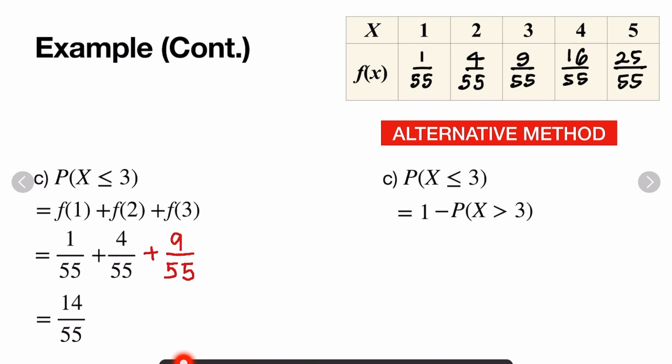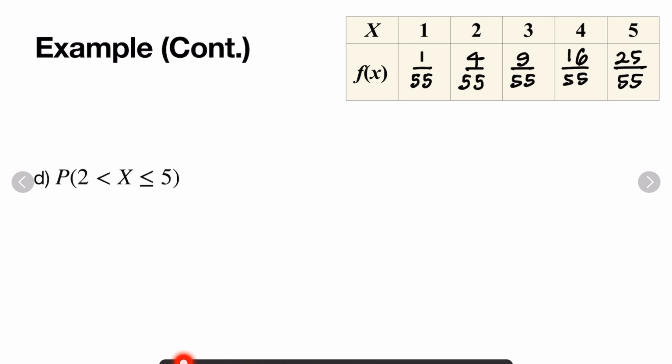Okay. Yang ni dah cari dah tadi. Soalan daripada soalan B. What is soalan B just now? 41, is it? 1 minus 41 over 55. Okay. Nak buat macam tu pun boleh. Sama je. Okay. Alright. D.